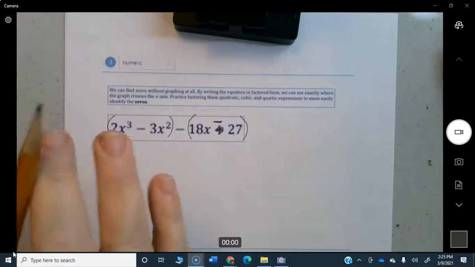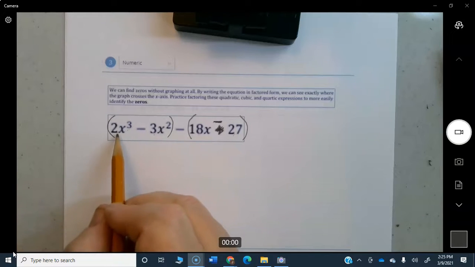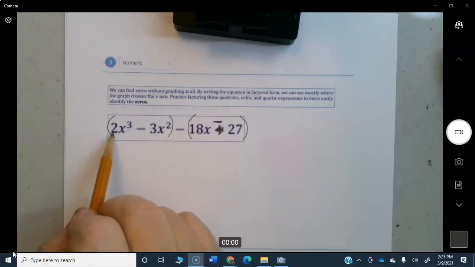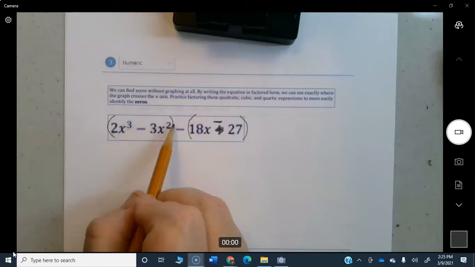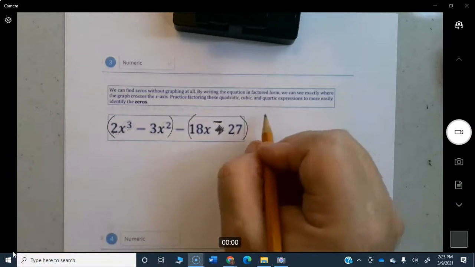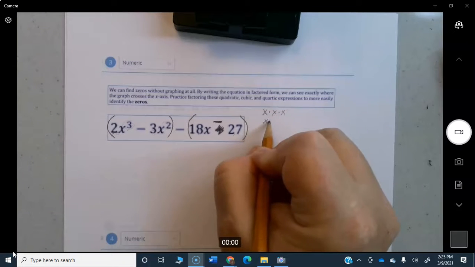Guys, I don't know when in the real world you would ever do this, but we're doing it now, okay? You won't have to do it forever. Okay, so what can we factor out of this? Well, that's a 2 and that's a 3. They don't divide evenly into each other, so you can't factor either of these numbers out. What you have here is an x to the 3rd and an x squared. So remember that x to the 3rd is x times x times x, and x squared is x times x.